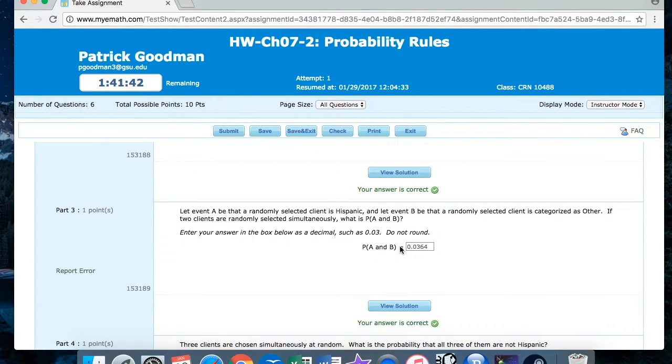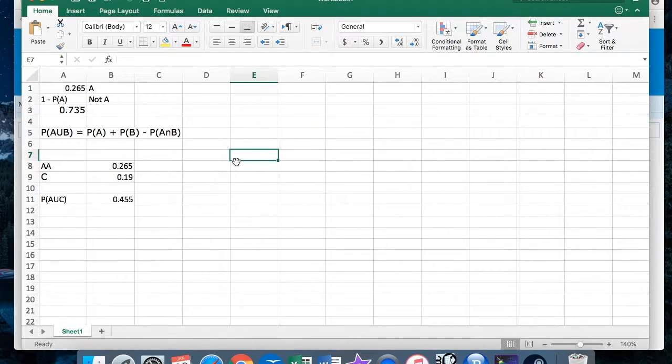Okay? So now it gets a little more difficult. Here we're saying let A be a randomly selected client that is Hispanic, and let B be a randomly selected client who is categorized as other. If two clients are randomly selected simultaneously, what is the probability of A and B? In other words, of those two that we have to select, one has to be other, and the other has to be Hispanic.